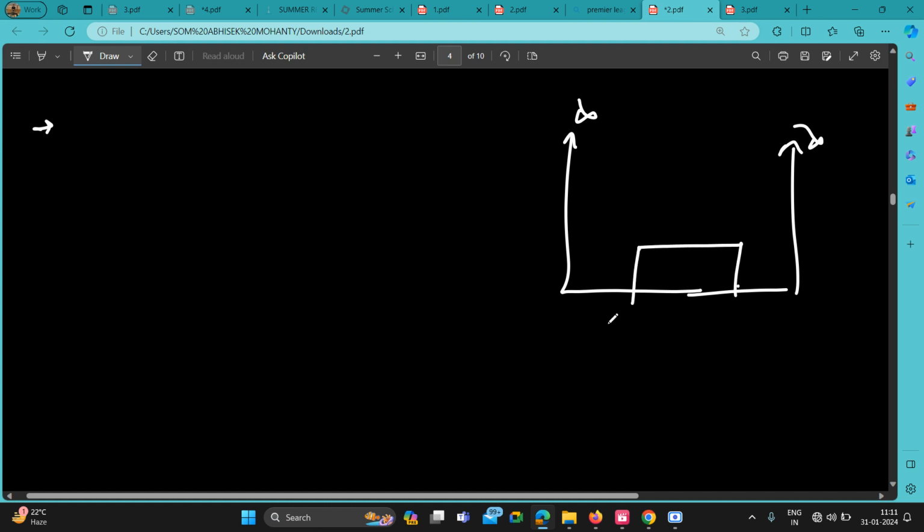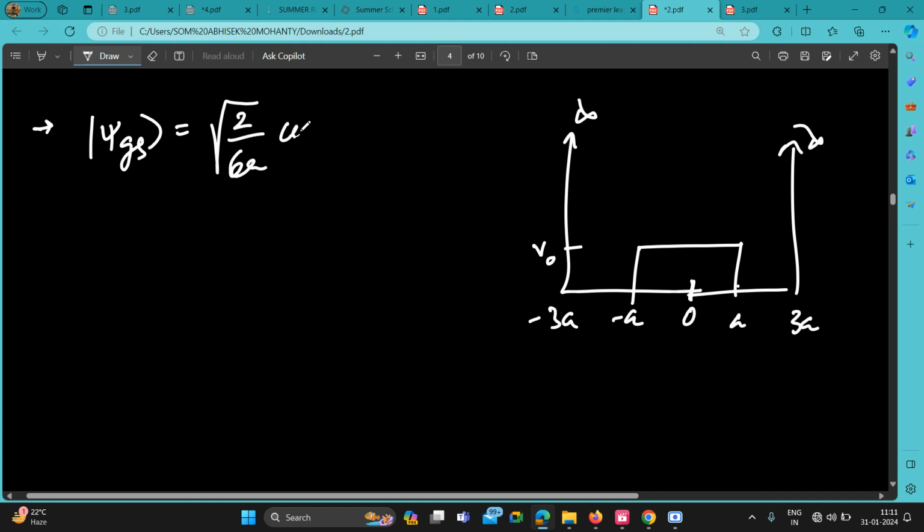Another question. Suppose this is a perturbation. Minus a to a is the perturbation, 0 is this one, minus 3a to 3a, V naught. Okay, so again, how to solve this? Again, psi ground state is how much? Root over 2 by 6a cos pi x by 6a. Okay, perturbation is V naught.